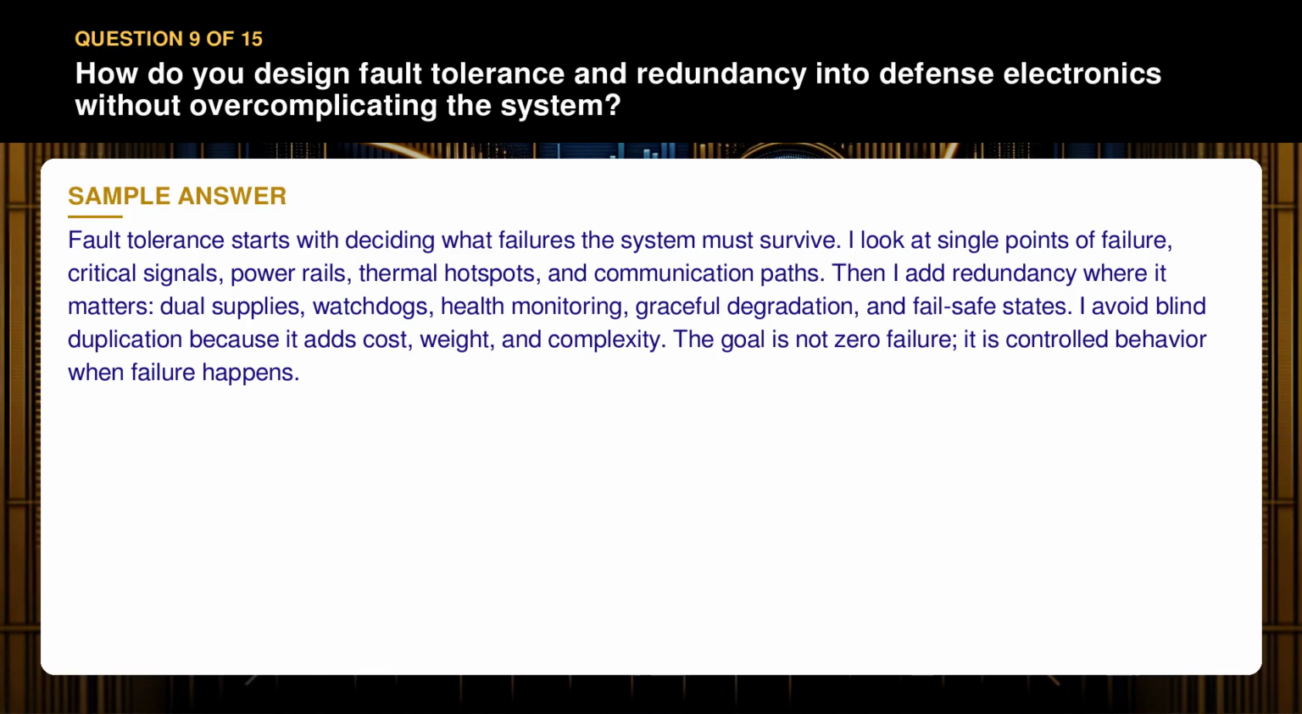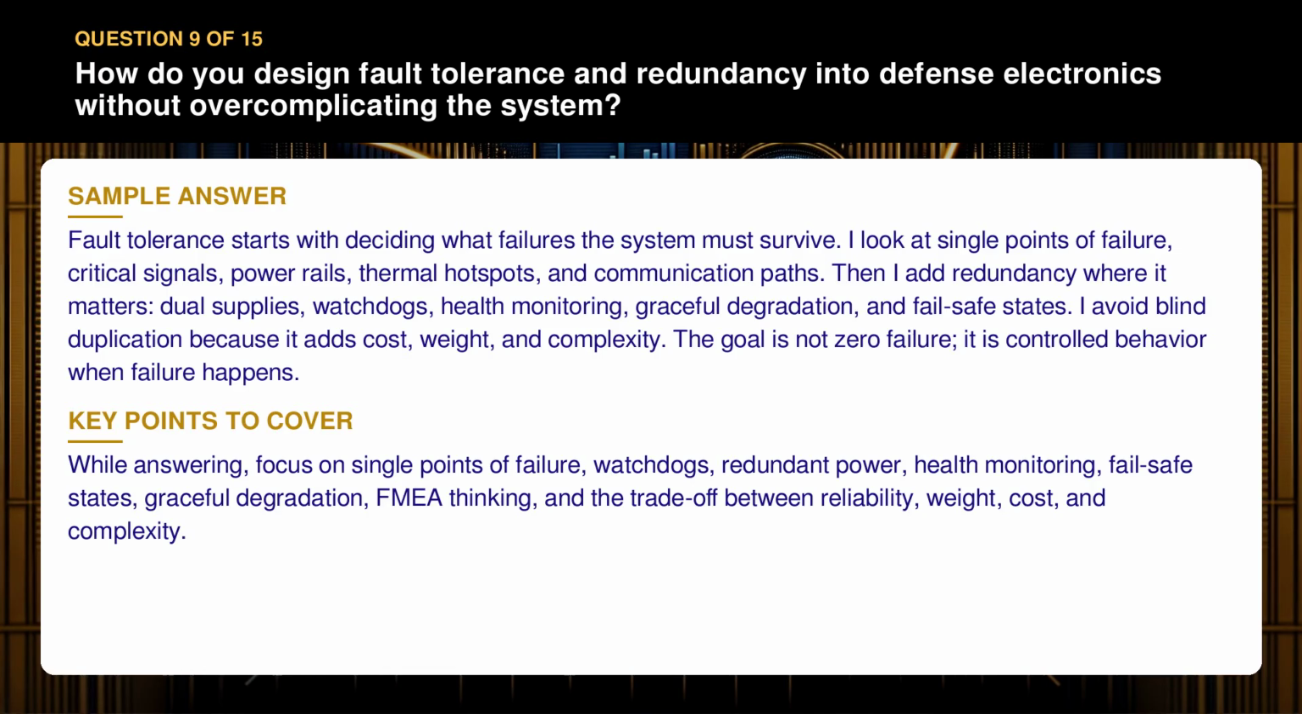The goal is not zero failure. It is controlled behavior when failure happens. While answering, focus on single points of failure, watchdogs, redundant power, health monitoring, fail-safe states, graceful degradation, FMEA thinking, and the trade-off between reliability, weight, cost, and complexity.